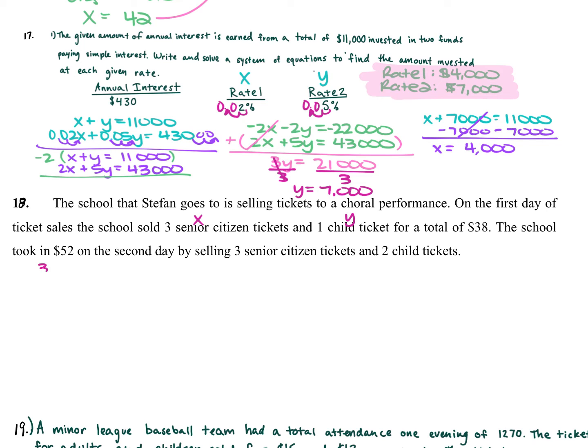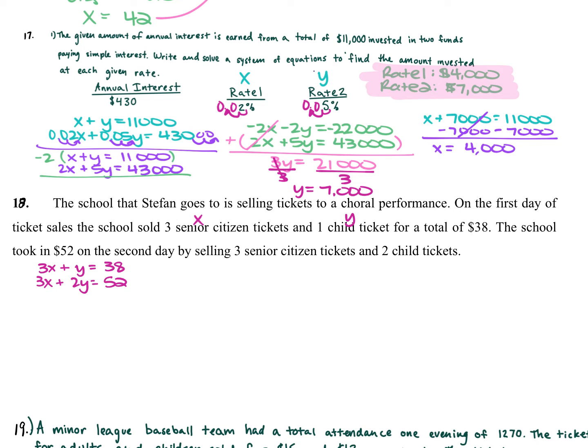So the first one is 3x plus y is equal to 38. The second one gives us 3x plus 2y is equal to 52. Choose the method that you'd like to use. If you want to eliminate, you'd have to multiply the top equation by -2, so that way your y's would cancel out. If you don't want to eliminate and you want to use substitution, since we haven't used substitution yet, you can do that also.